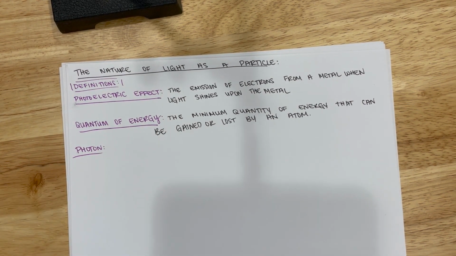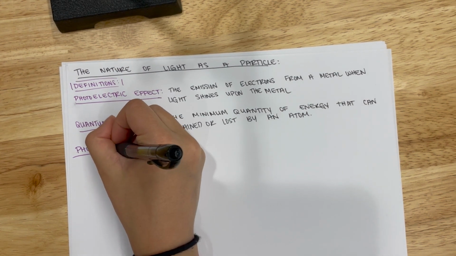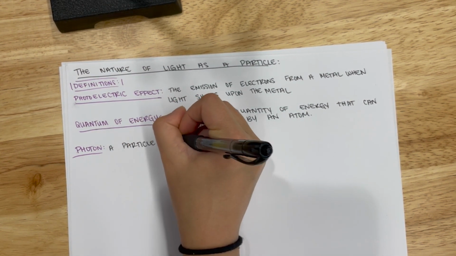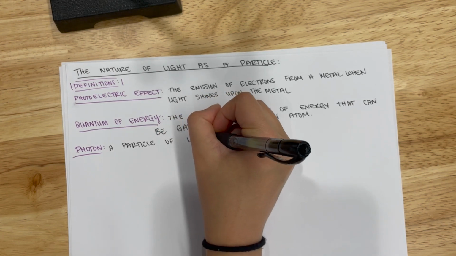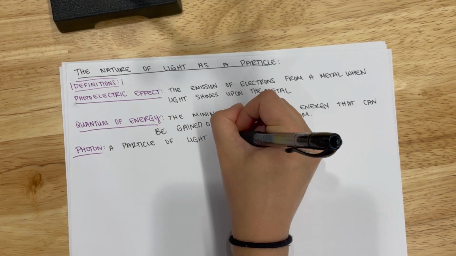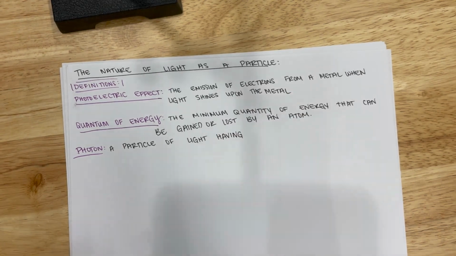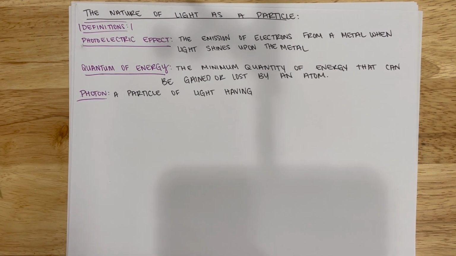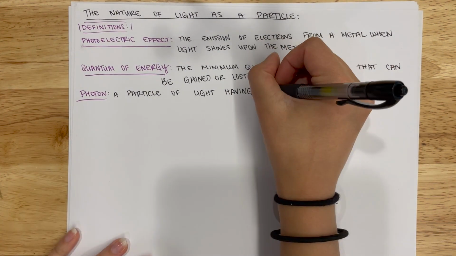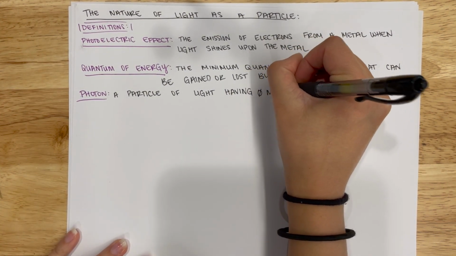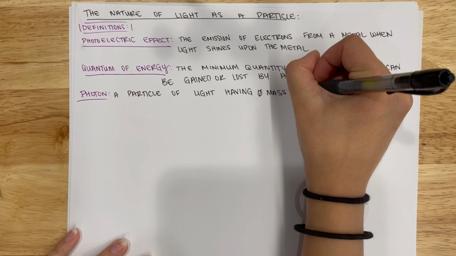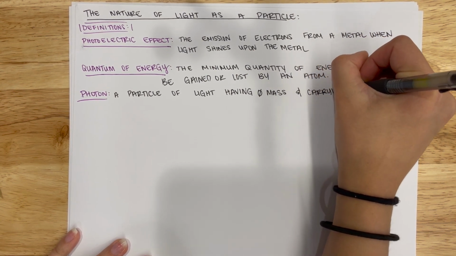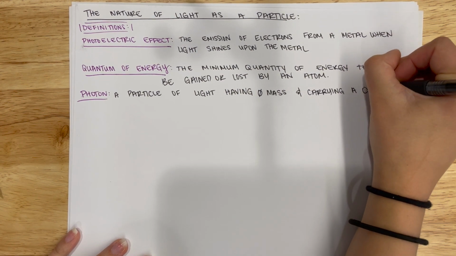And the last thing we're going to talk about is a photon. Now, a photon is a particle of light having zero mass. Particle of light having no mass, right? Zero mass. And carrying a quantum of energy.